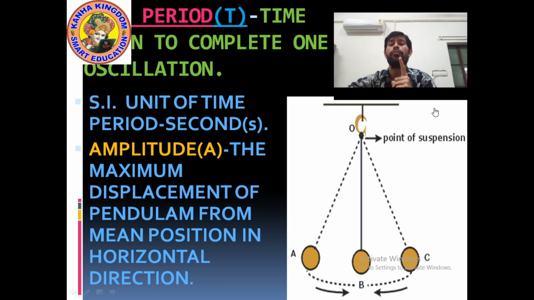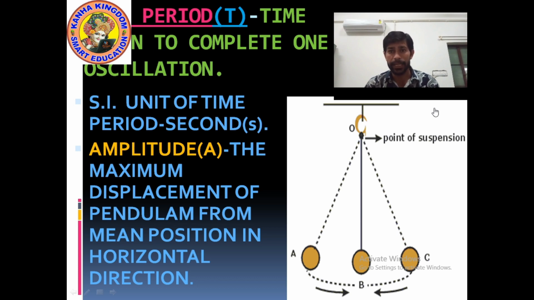This is one oscillation: going from C to A, then again from A to C. So the time taken to complete one oscillation, how many seconds will it take to go from C to A to C? This is one oscillation. Okay.